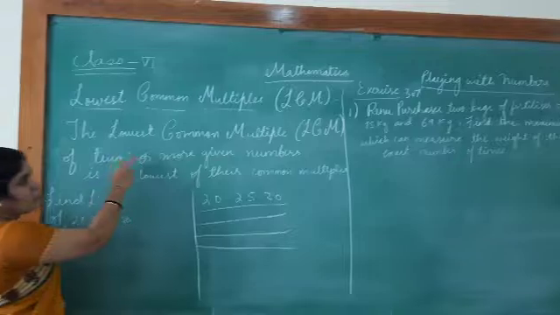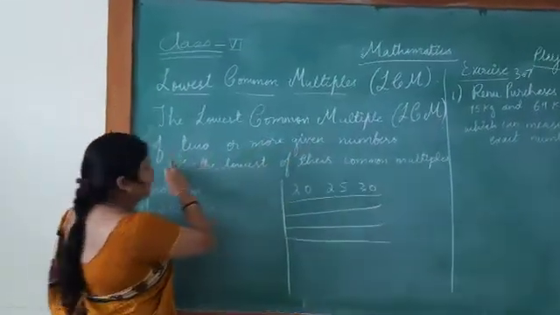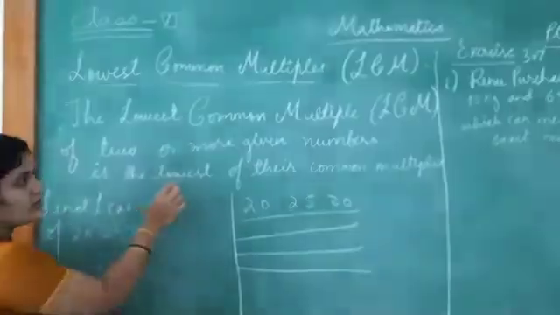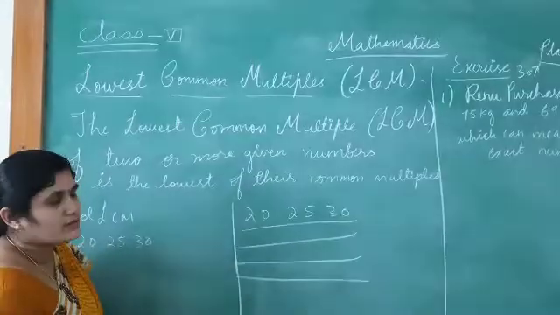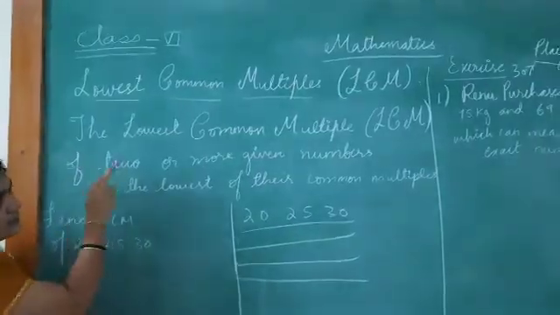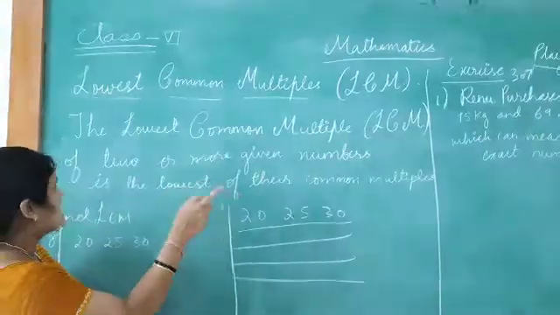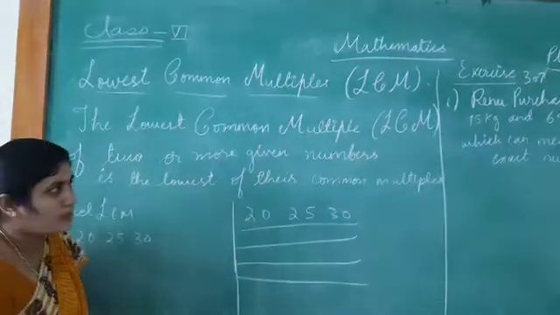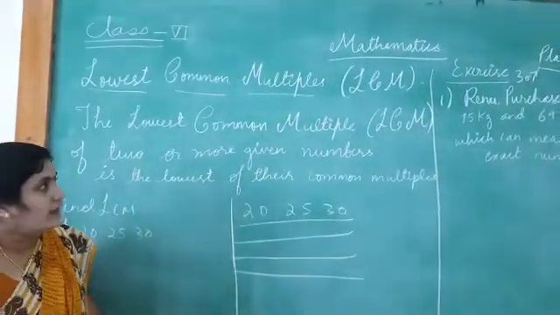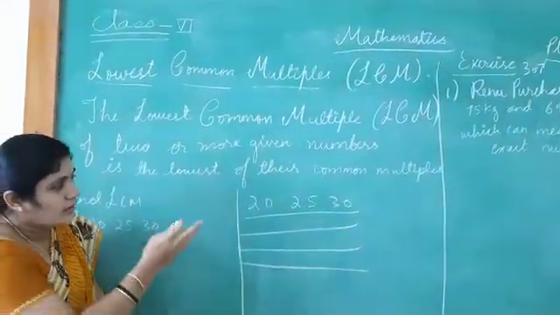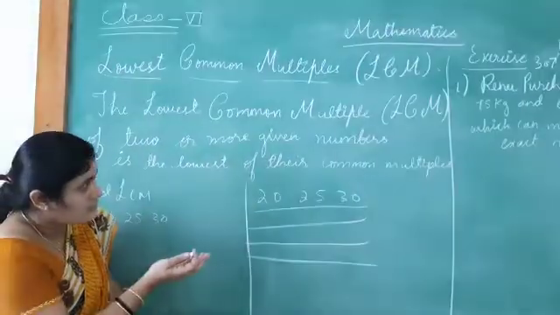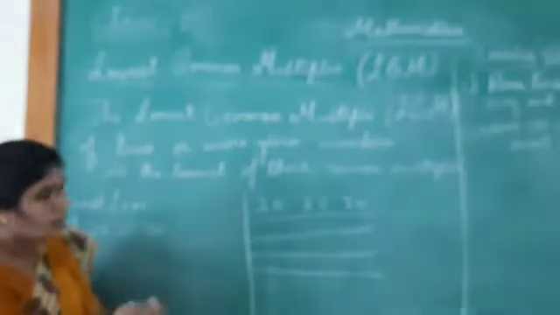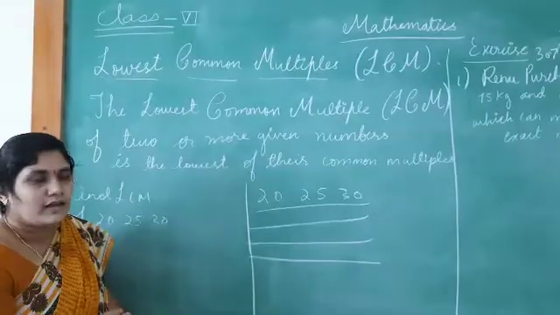The lowest common multiple, LCM, of two or more given numbers is the lowest of their common multiples. I repeat once: the lowest common multiple, LCM, of two or more given numbers is the lowest of their common multiples. That means when you are finding the LCM of two or more given numbers, when you write their common multiples, the lowest of those is called the LCM.